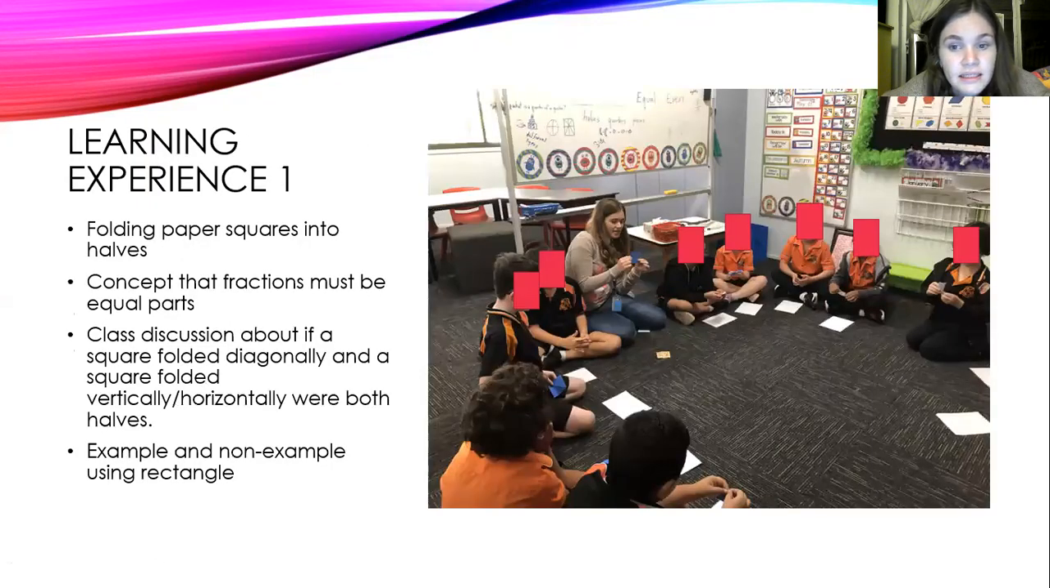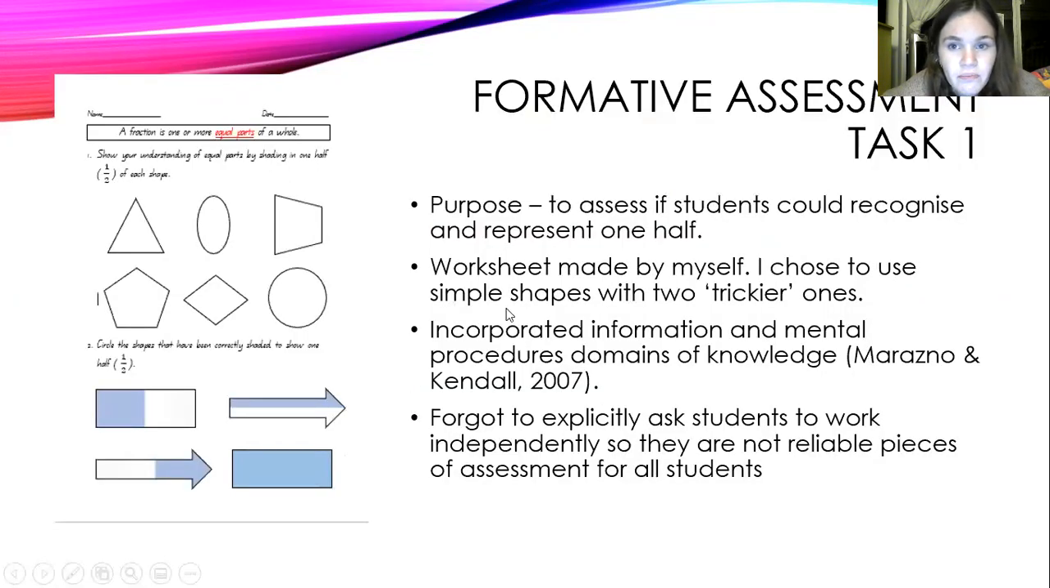And here's an example of one with folding paper to discuss whether or not their halves are equal or unequal. They did examples and non-examples. So folding a rectangle diagonally, is this equal? This is showing halves, and having that discussion, why is it not? So lots of problem solving going on.